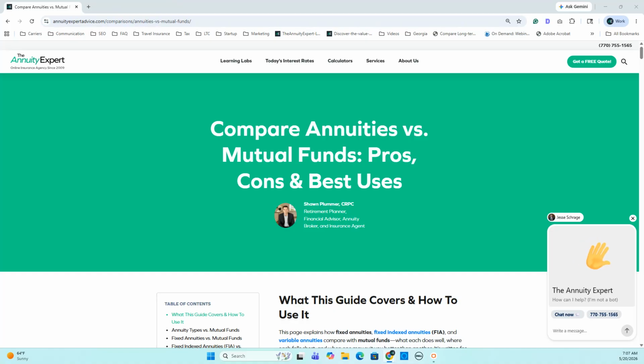With annuities, there are annuities with no liquidity, but a lot of them have up to 10% penalty-free withdrawals. The risk level on annuities, if you get a fixed or fixed index annuity, is not a whole lot of risk. There's obvious risk with mutual funds. Death benefit: whatever's left in the account at the time of your death goes down to your beneficiaries.